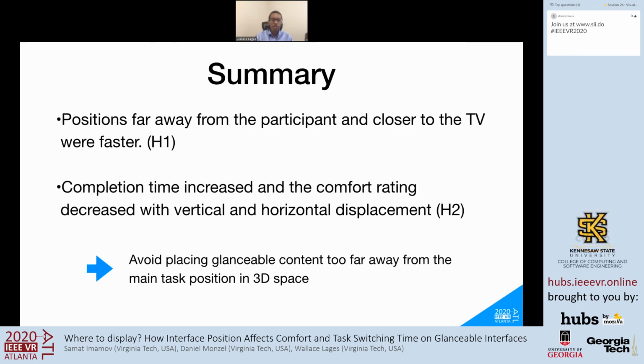So summarizing, we found evidence that participants are faster when the content was closer to the TV and away from them. We also saw that completion time and comfort increased with vertical and horizontal displacement. And based on these findings, we would recommend avoiding placing glanceable content too far away in space from the main task.